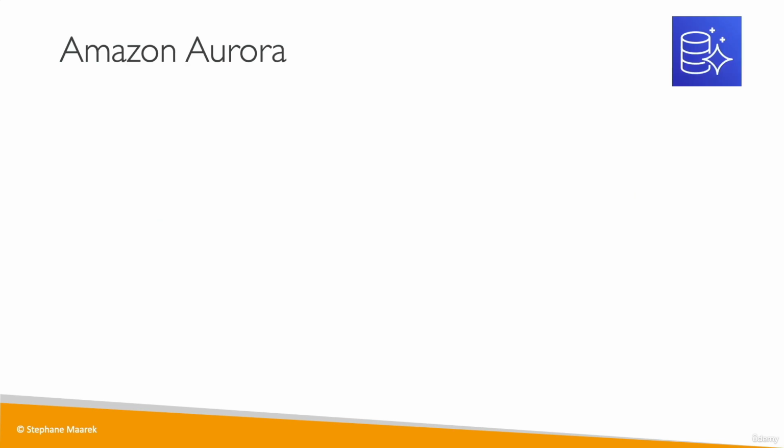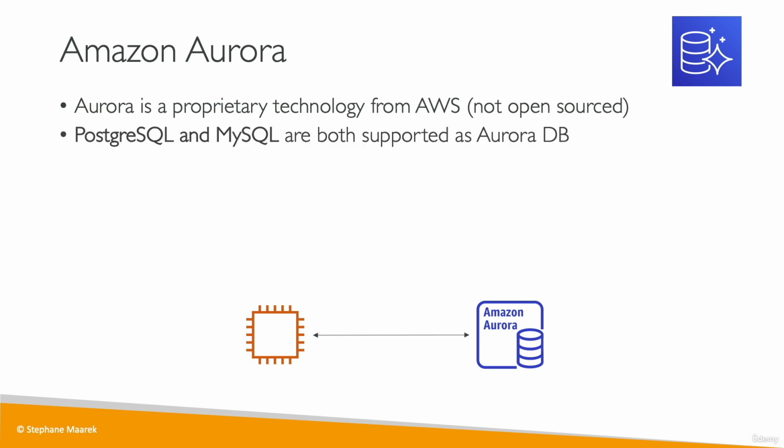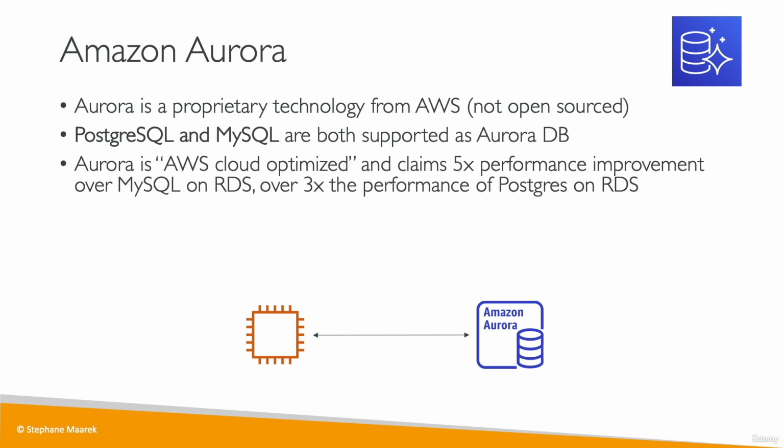So now for Aurora. Aurora is going to be a database technology created by AWS. It's not open source, and it works the same way as RDS. We have our EC2 instances connecting directly into Amazon Aurora, and Aurora supports two kinds of database technologies. It supports PostgreSQL and MySQL. The idea with Aurora is that it's going to be cloud optimized, and so there is a 5x performance improvement over MySQL on RDS and a 3x performance improvement over using Postgres on RDS.